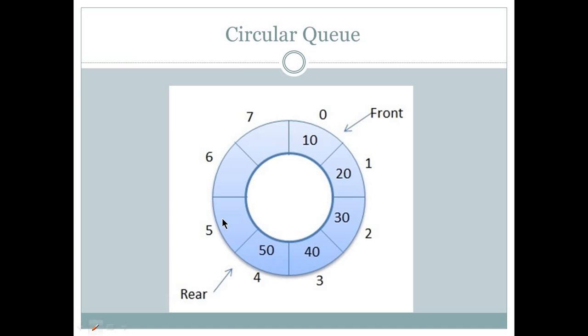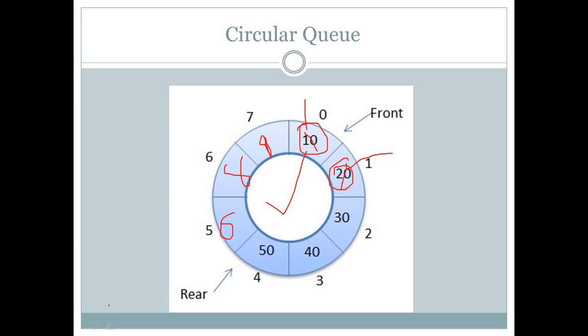If we add 6 here, 8 here, and 9 here, then our queue will be full. But if we delete this 10 and this 20, then we can add different numbers on these spaces also. So this is the benefit of the circular queue over the simple queue. We can add our number on this 0 position and on this 1 position again.